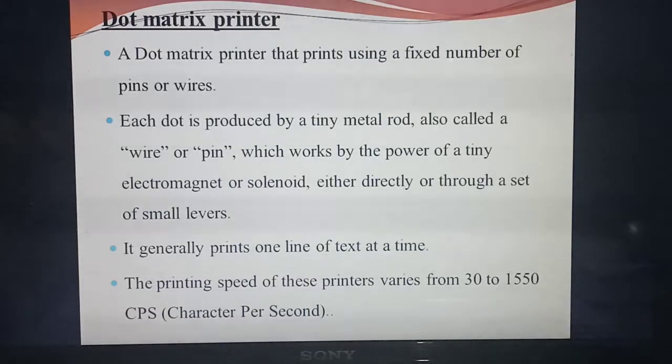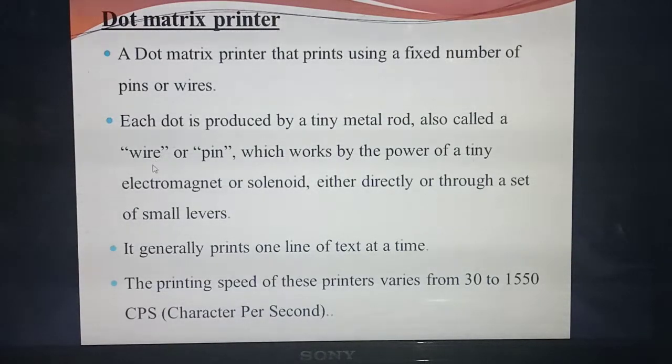This dot matrix printer prints using which one? A fixed number of pins or wires. So when you are printing using this printer, you can find a dot present on the paper. How is this dot produced? The dot is produced by a very tiny metal rod. This tiny metal rod is called a wire or pin.